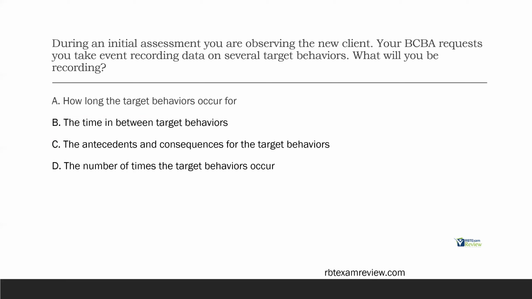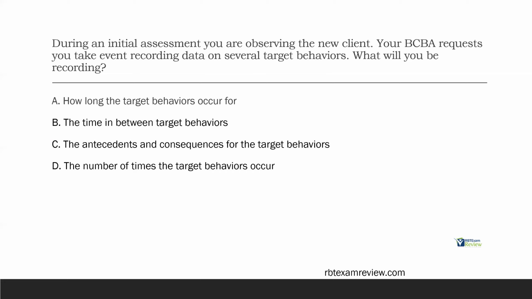Okay, it's hard to say. So again, if you know your terms, know your definitions, very easy. If not, you'll probably just be guessing, okay? So event recording, is it how long the target behaviors occur for, the time in between target behaviors, the antecedents and consequences for target behaviors, or the number of times the target behaviors occur?